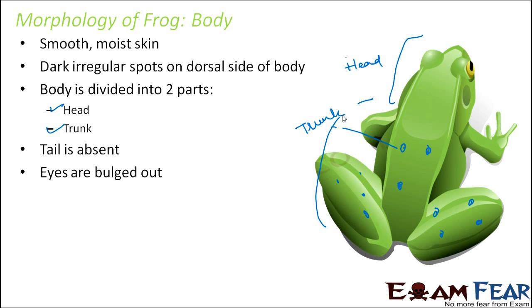Eyes are bulged out. That is again another characteristic feature. So if you look at the eyes of frog, you see it is bulging out. It is like as if a sphere is attached externally. You can feel that bulging out.